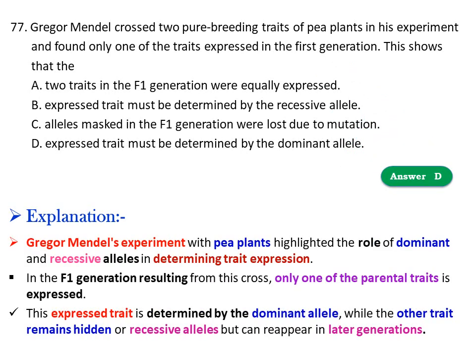Gregor Mendel's experiment with a pea plant highlights the role of dominant and recessive alleles in determining trait expression. In the first generation resulting from this cross, only one of the parental traits is expressed. This expressed trait is determined by the dominant allele, while the other trait remains hidden or received as a recessive allele, but can appear in later generations.